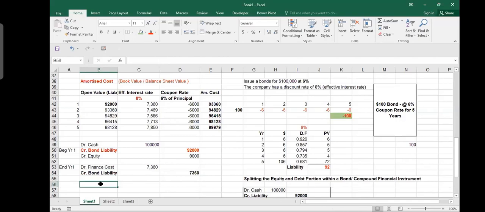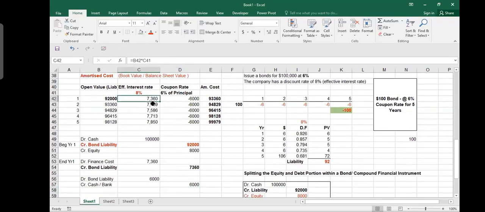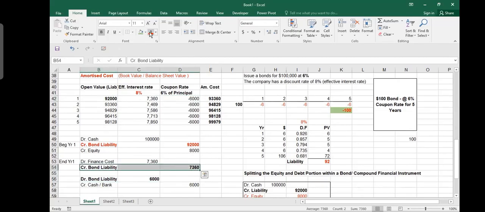But then I make a payment. Then I say debit bond liability. And I say credit cash or bank, whatever, with 6,000 because 6,000 I paid out. So I accrue my liability. How much I accrue with 7,430, and then I pay. I minus. So here you make a debit to the liability. You are decreasing the liability. Here the liability increased. Liability 92 plus 7,360 minus 6,000.